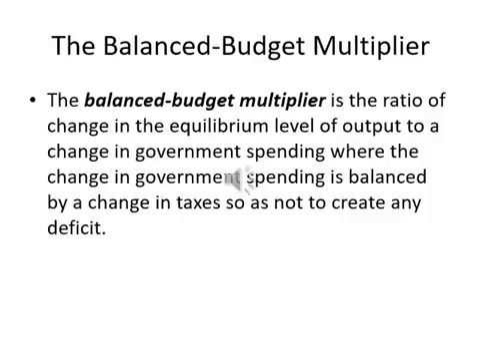The balanced budget multiplier is the ratio of change in the equilibrium level of output to a change in government spending, where the change in government spending is balanced by a change in taxes so as not to create any deficit.